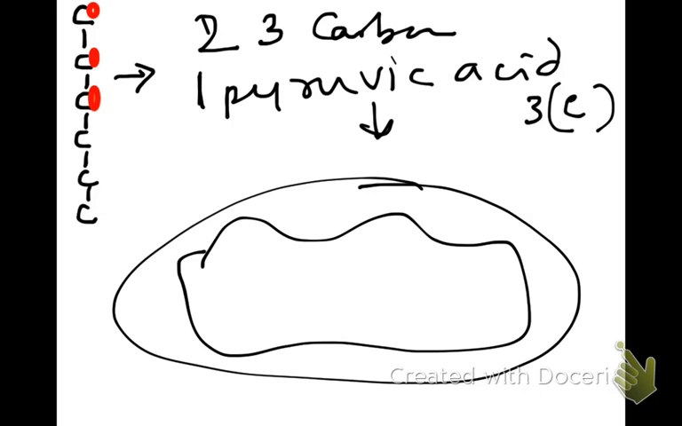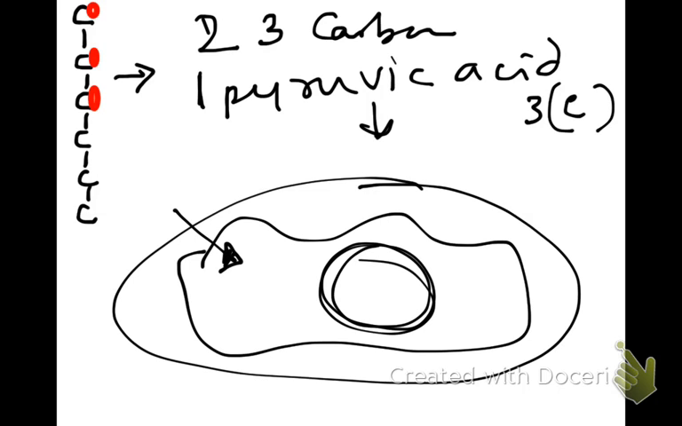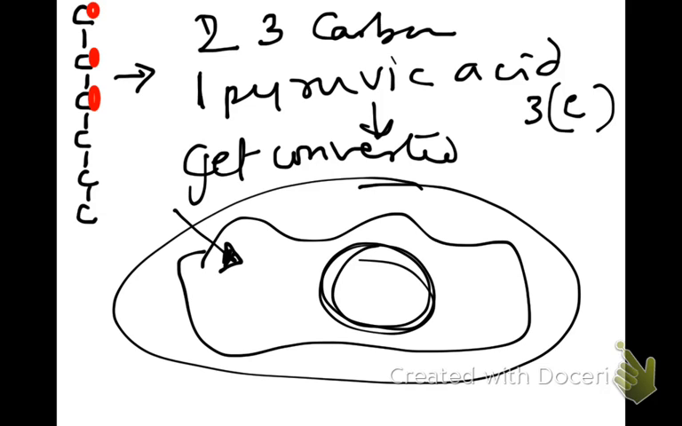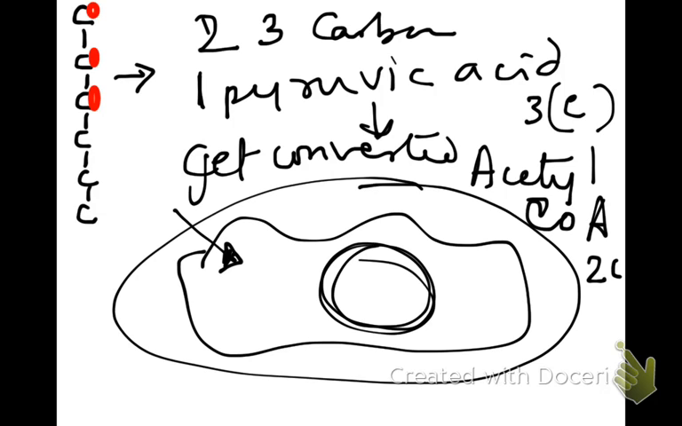Once it gets into the mitochondria, it cannot enter the cycle. It has to get converted. What does it get converted into? It gets converted into acetyl CoA. What is acetyl CoA? It is a 2 carbon molecule. Now from 3 carbon it has become 2 carbon. Where is the 1 carbon? It is lost as carbon dioxide. So there is 1 lost. Alright. So this is a 2 carbon molecule, and this enters the cycle.